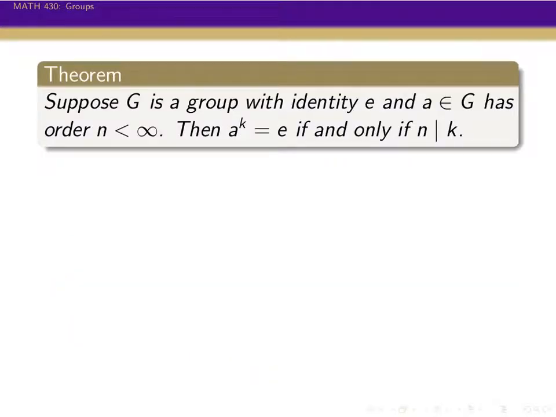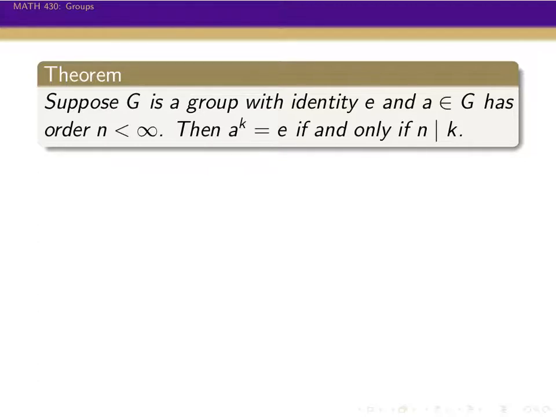Okay, so let's talk about some structures that are inherent to cyclic groups. This is an important theorem that we'll be using quite a bit. Suppose that G is a group where the identity is e and a is some element of G, and it has order n less than infinity. Then a to the k gives us back the identity, so applying a to itself k times gives us the identity, if and only if n divides k.